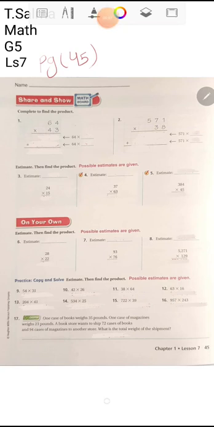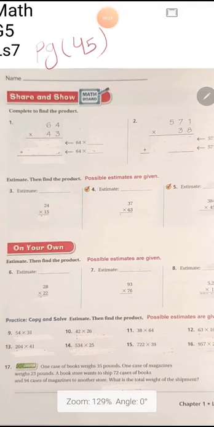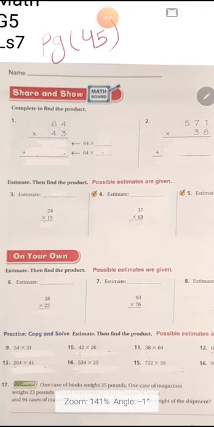Good afternoon, everyone. Today we will continue our lesson 7 and multiply multi-digit numbers. So we will continue and solve exercises on page 145. The first one, to find the product. Let's find the answer here.